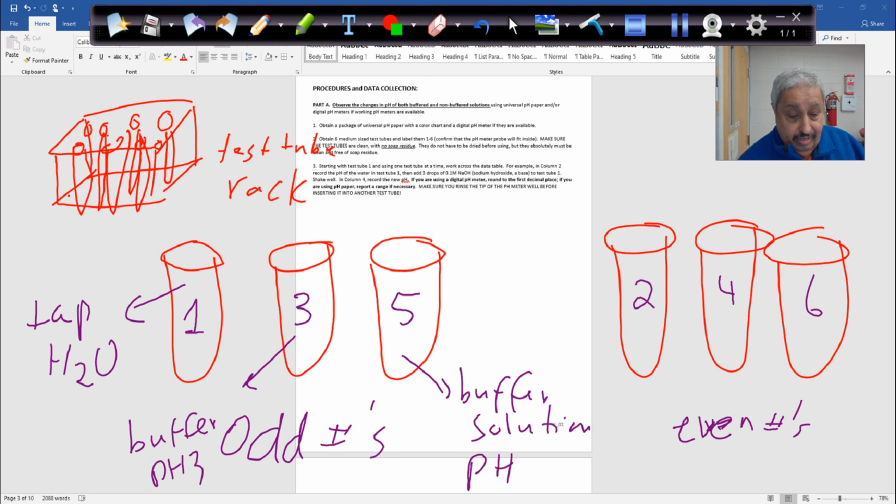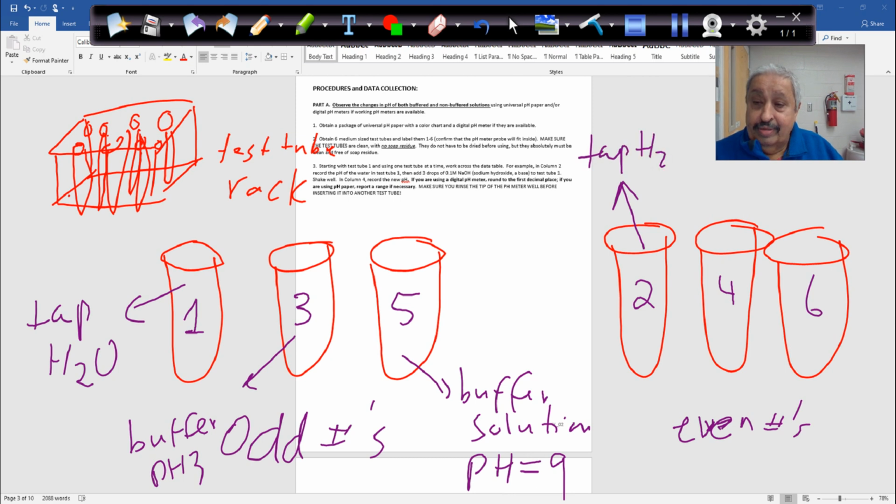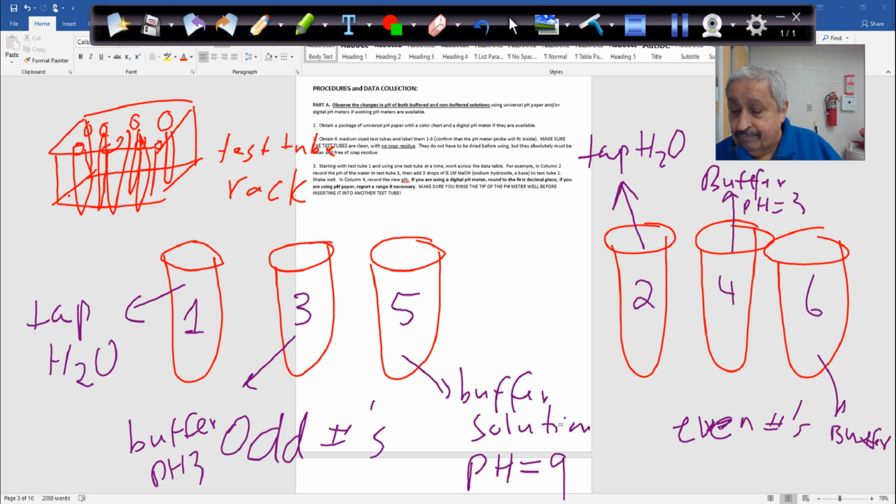And this is buffer solution pH 9. Here's the same thing, pure tap water, nothing inside. This is buffer pH 3, and this is buffer pH 9.